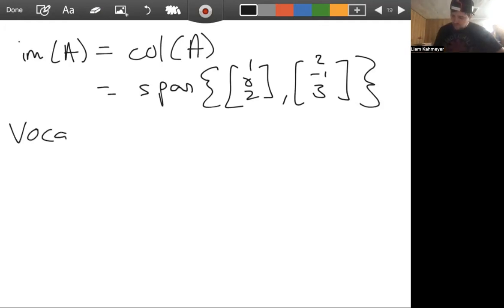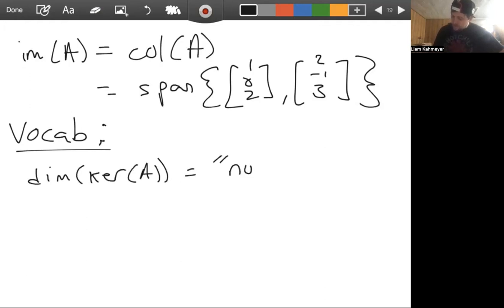Let's do some quick vocab here. We will call the dimension of the kernel, we'll refer to this as the nullity. So if you ever hear me say the nullity of the matrix A, what I mean is the dimension of the kernel of the matrix A, right? But mathematicians are lazy and we elect to take a shortcut whenever we can. So we'll just refer to this as nullity instead of dimension of the kernel of A, right? With that being said, we have a very, very important theorem, and it's called the rank nullity theorem.